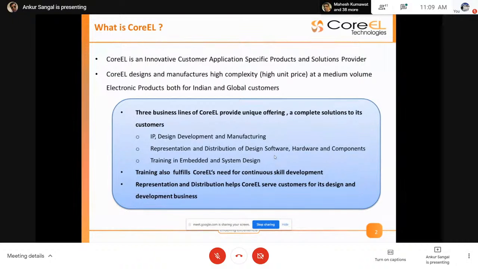So if any customer wants help related to the designing part, Coral will provide this support. And if any customer wants some solutions related to design, for example, a small domain within their design that it is not possible for them to create due to time constraints and lack of experienced manpower, these types of solutions are completely provided by Coral. Coral is also working in the training domain, in embedded and system design.